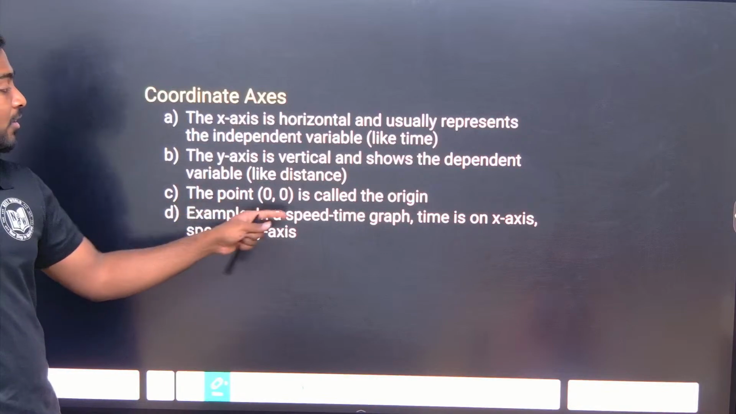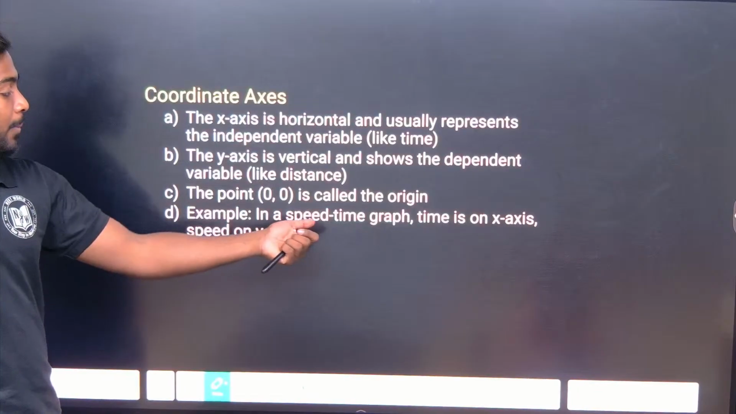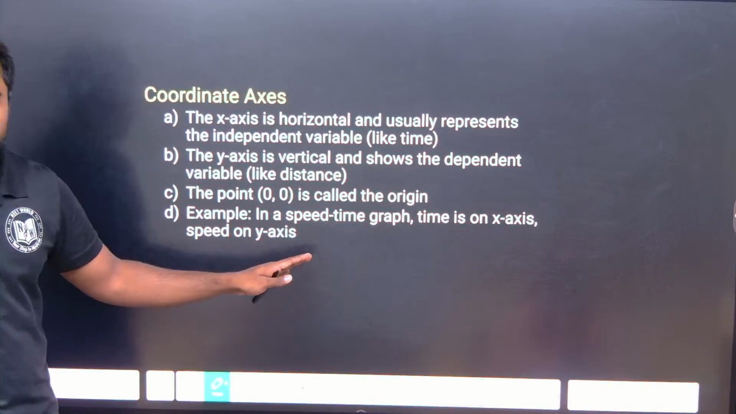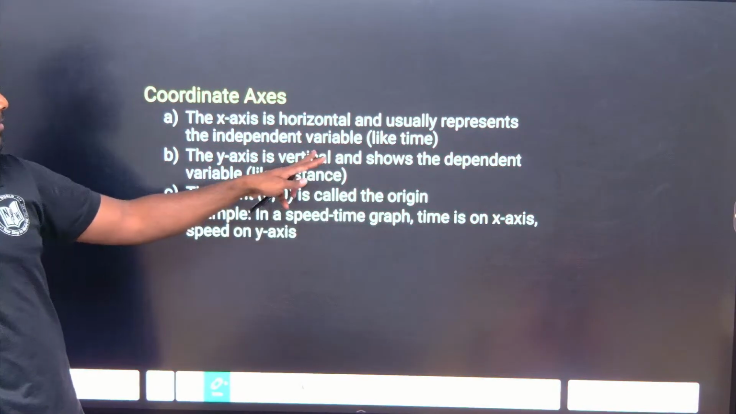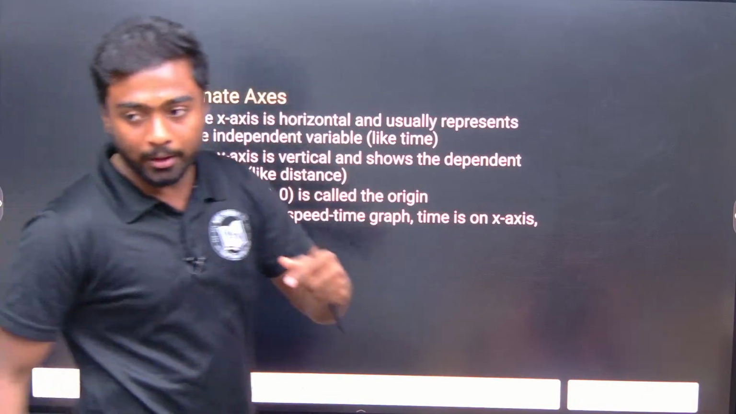The position 0,0 is called the origin. An example: in a speed time graph, time is on the x axis, speed on the y axis. This is what we have discussed, like velocity on the y axis, time on the x axis. So the independent one is the x axis, the dependent one is the y axis, okay.